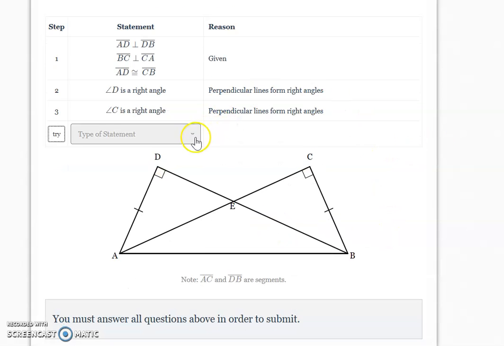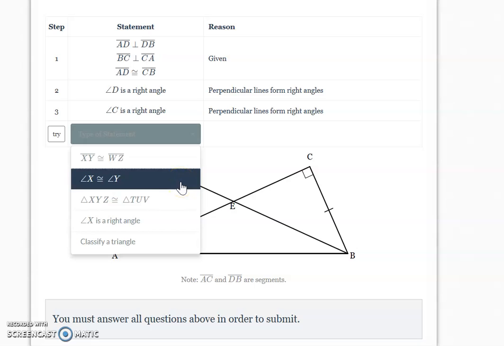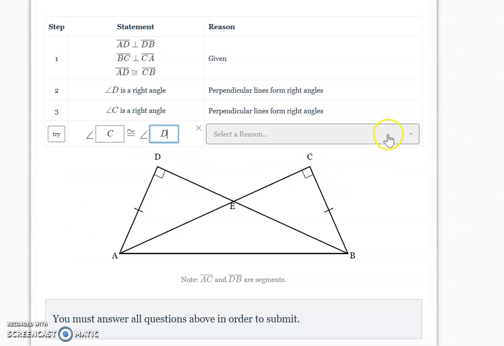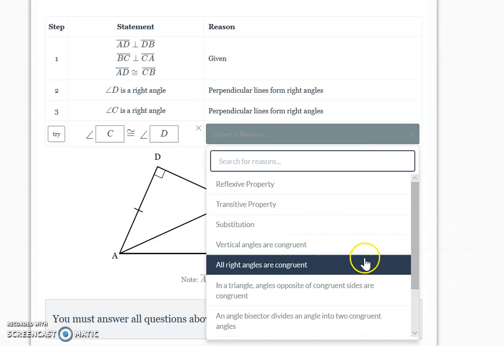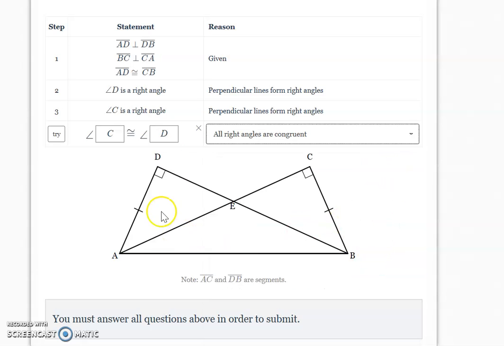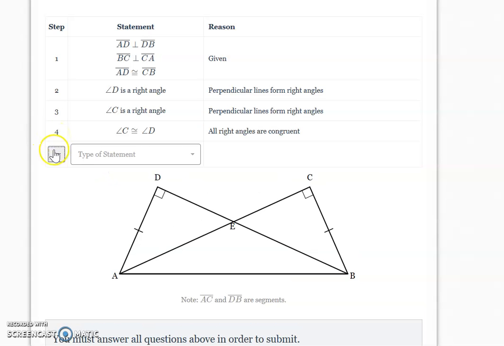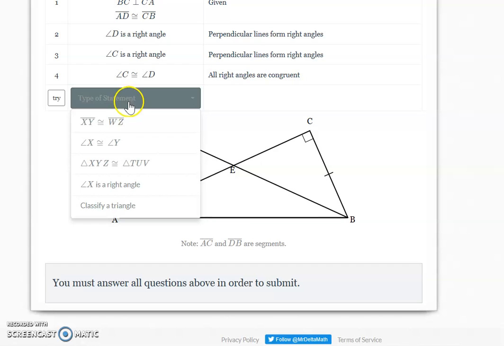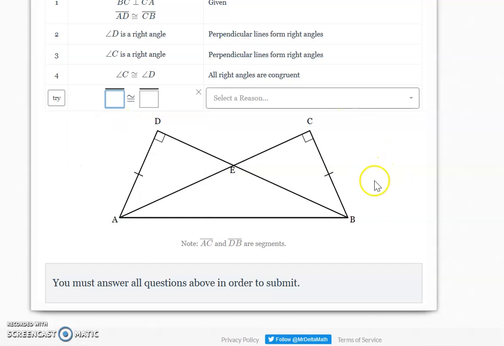All right, so now we know that C and D are congruent because all right angles are congruent. All right, so now we have a side and an angle, and we now know that these are right triangles. So if you remember right triangles, we have hypotenuse leg, and it just so happens that side AB is used in both triangles. Oops, I forgot to do that. So, okay. So now I'm going to use my segment, and I want to say that AB is congruent to BA, and that's reflexive property.